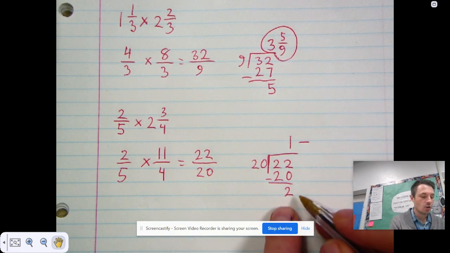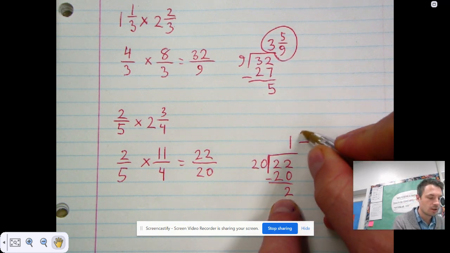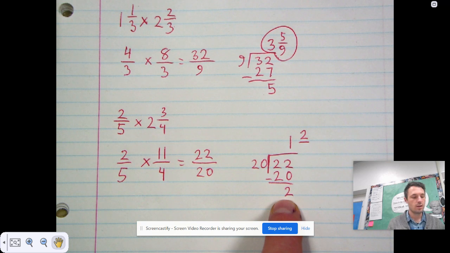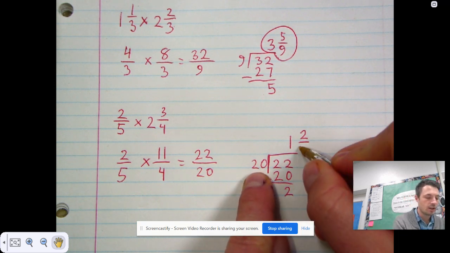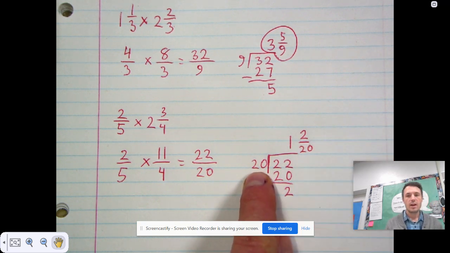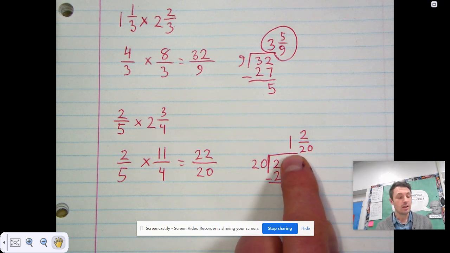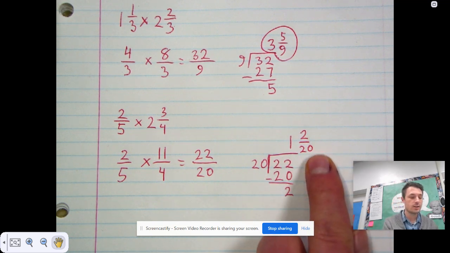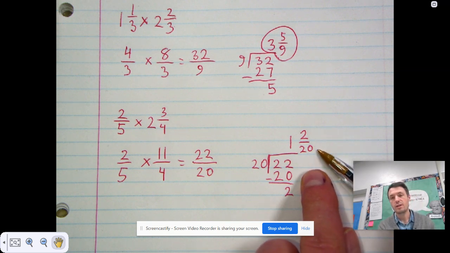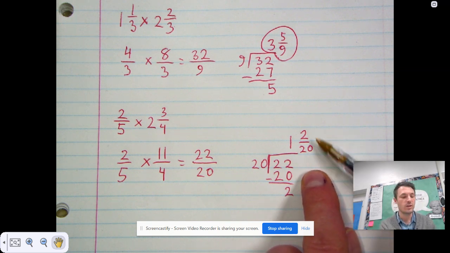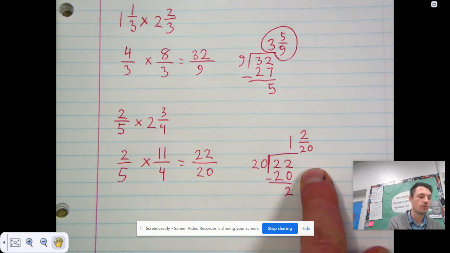Okay, so our remainder 2 becomes our new numerator, and the divisor 20 is our denominator. And this one we're actually not finished with yet. You can see the answer is 1 2/20. 2 and 20 will share a greatest common factor greater than 1. In fact, 2 is that greatest common factor.